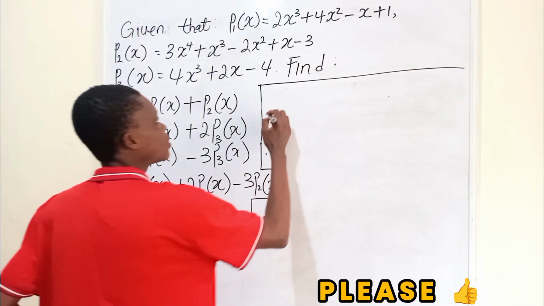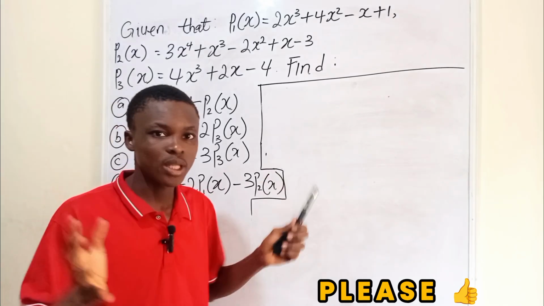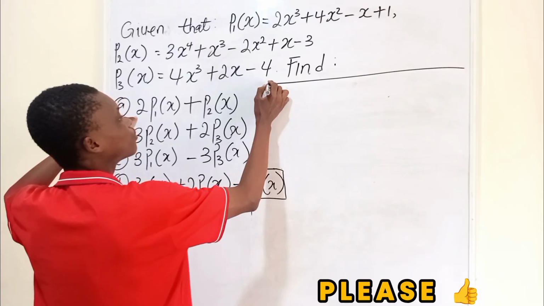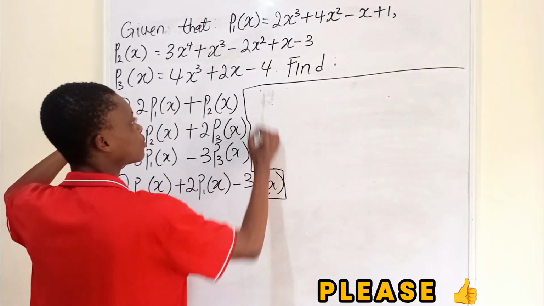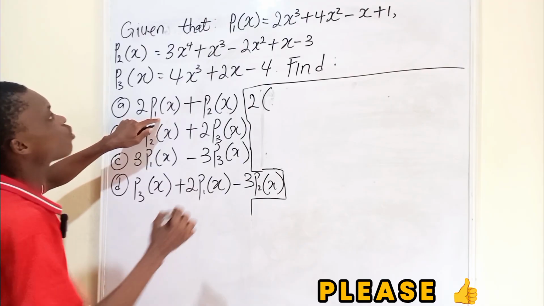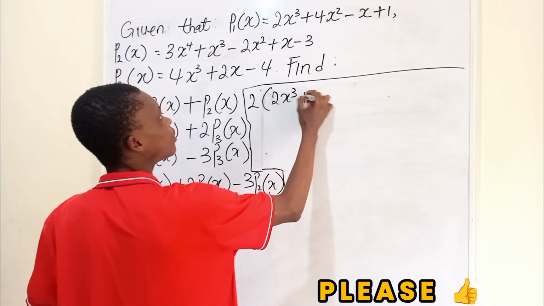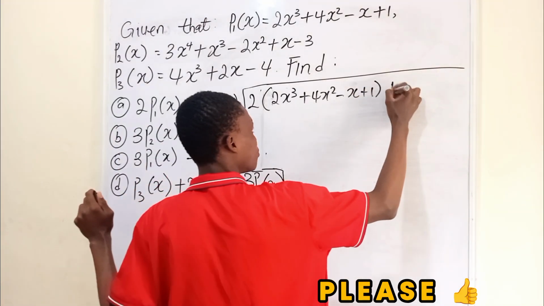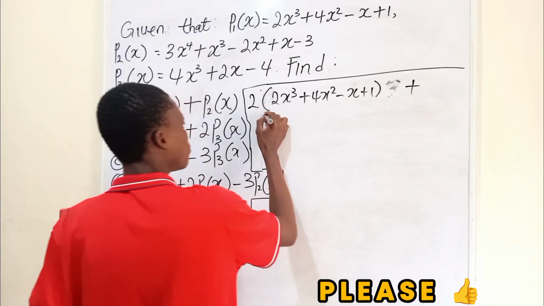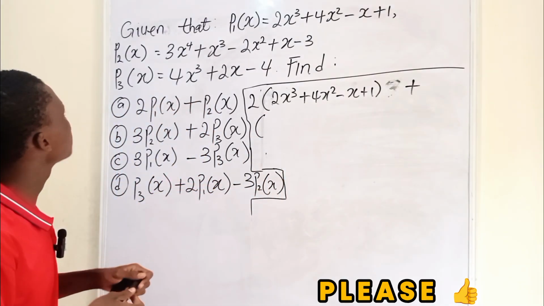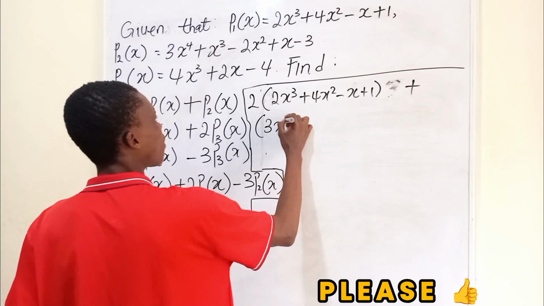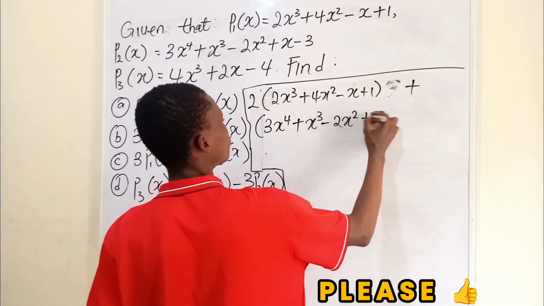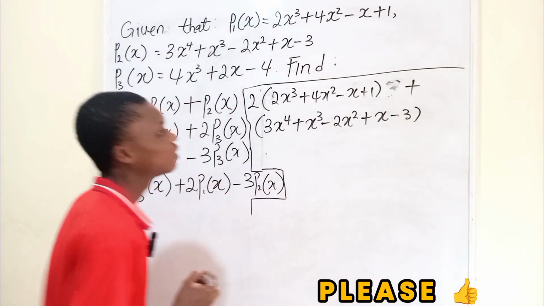All right, without wasting time, first of all, put them in brackets. This is 2, open a bracket. Our P1 of x is 2x cubed plus 4x squared minus x plus 1. Now since we are adding, you put a plus sign. Then open another bracket. P2 of x is 3x to the power 4 plus x cubed minus 2x squared plus x minus 3. That is the first step.